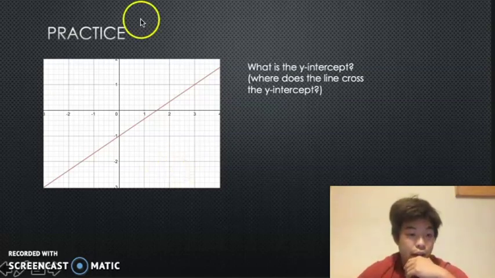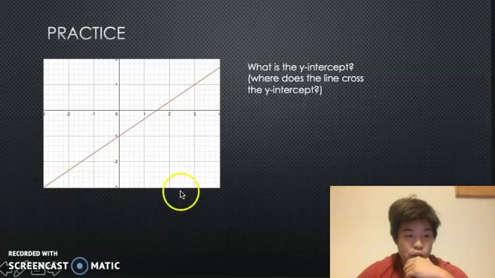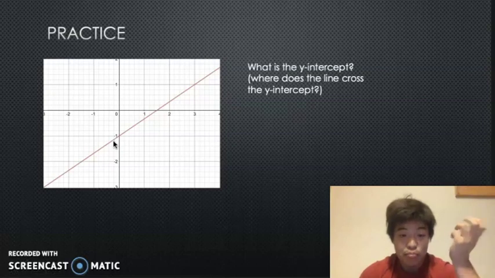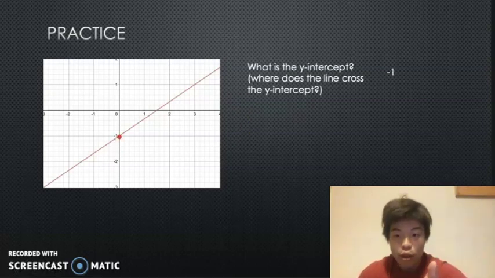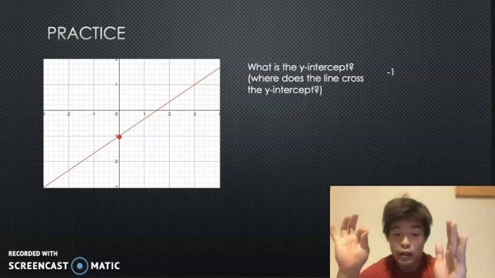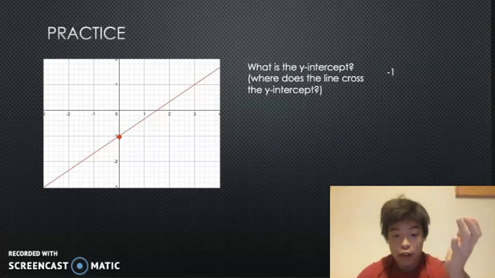So let's look at this graph, right? Where does the line cross the y-axis? Well, it's at -1, right? We can clearly see that the line crosses the y-axis at -1. So we have found b, right? b equals -1. Now, remember, it's slope-intercept form. We've already found the intercept, so we just need to find the slope, right?